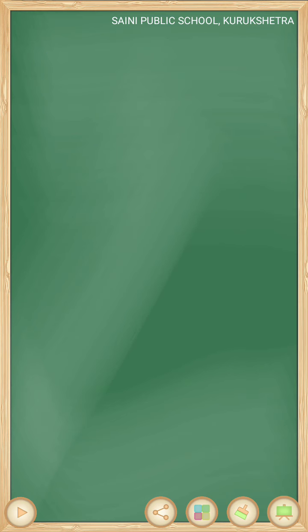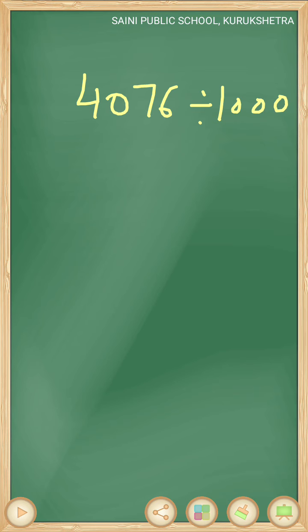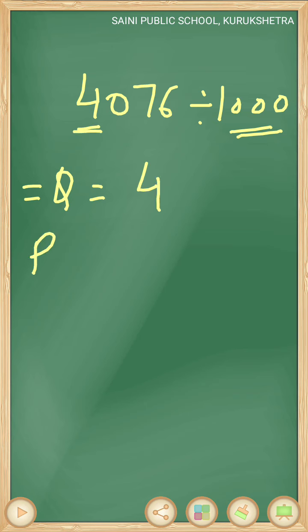Let us discuss another example. For example, 4076 divided by 1000. You have to write its quotient and remainder. What will be the quotient when we divide by 1000? The first digit will be the quotient. And what will be the remainder? The last three digits will be the remainder, that is 076 will be the remainder.